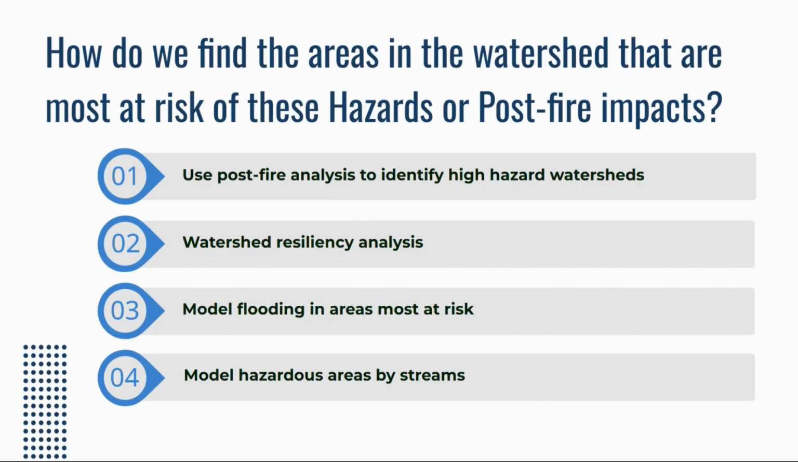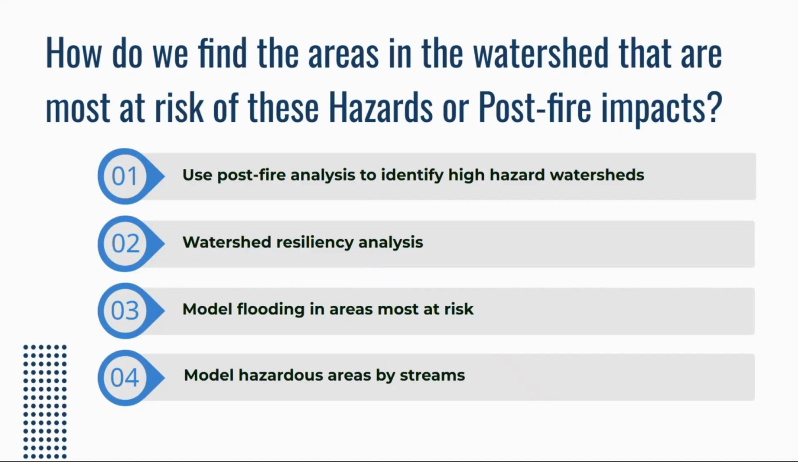We also do a watershed resiliency analysis. It's a similar concept, but we look at components in the watershed that might relate to resilience. So things like vegetation diversity and topographic variability. And then we also can model flooding, see where that flooding risk is highest. And then we can model hazardous areas by streams. Sometimes things like stream road crossings might be a spot that would be really hazardous if the stream were to flood and it could take out the road.